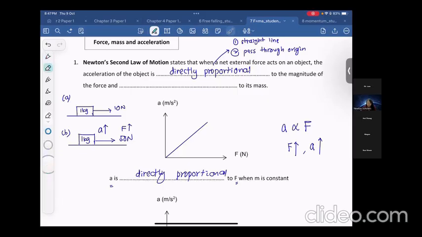Or you can think this is the small kid push. This is the adult push. The adult, of course, has a greater force. So which object can accelerate, speed up easily? The answer is the adult. The adult with greater force can speed up easily. Okay, until here, okay, dear?